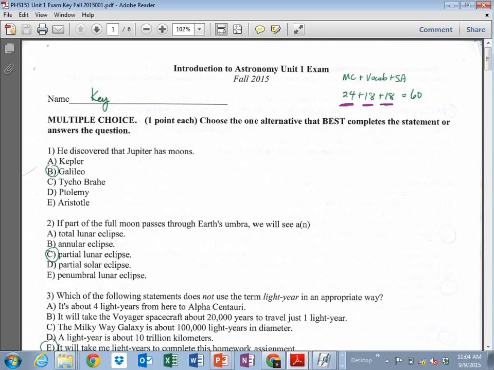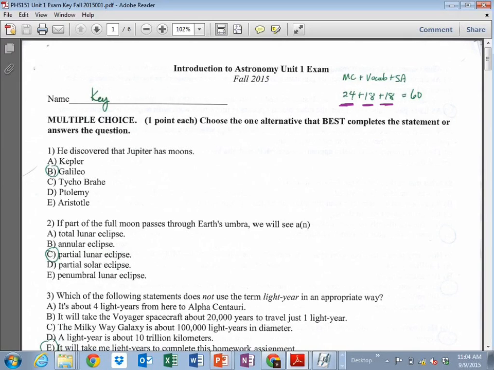So the first question, who discovered that Jupiter has moons? Galileo. B is the best answer. For 2, if a part of the full moon passes through the Earth's umbra, just a part, then we would call that actually a partial lunar eclipse. C is the best answer there.